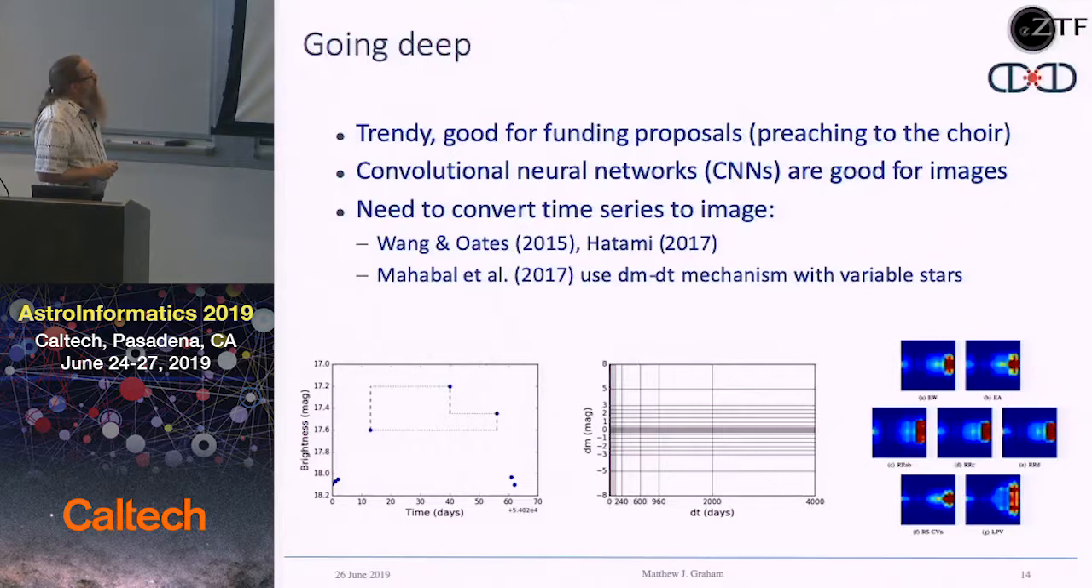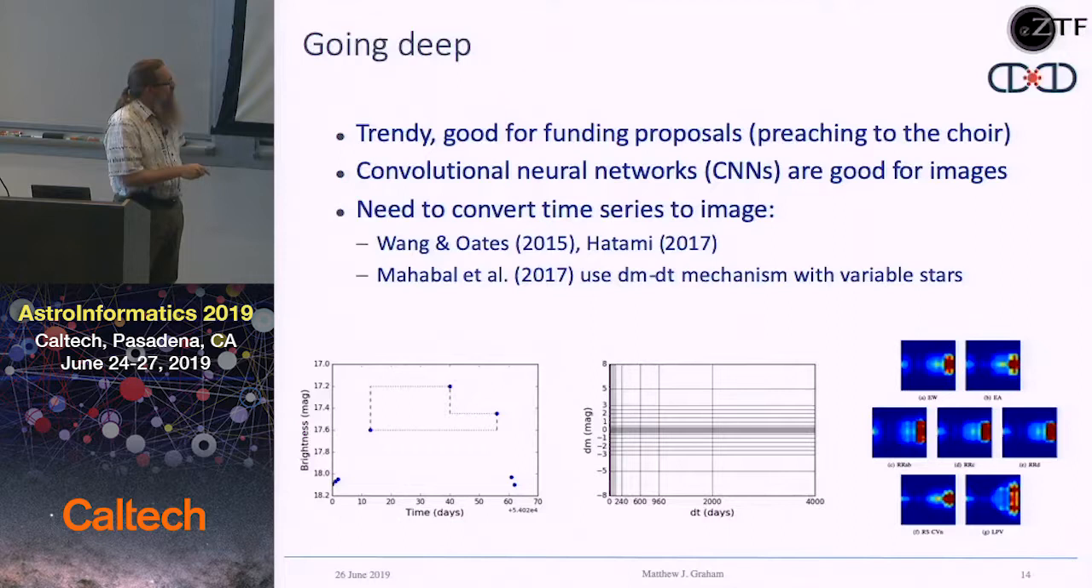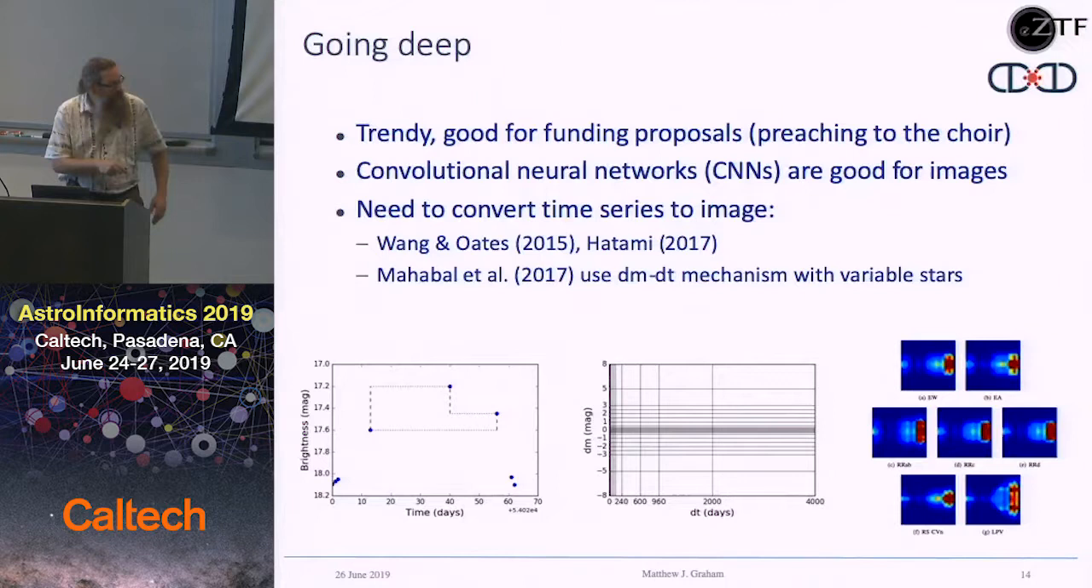Can we do something with CNNs and time series? Well, Ashish has done some work on this with the DMDT mechanism, so you can convert your time series into some form of two-by-two image, sort of two-dimensional image, and then put that through a CNN, and he's had some success on certainly doing classification that way.